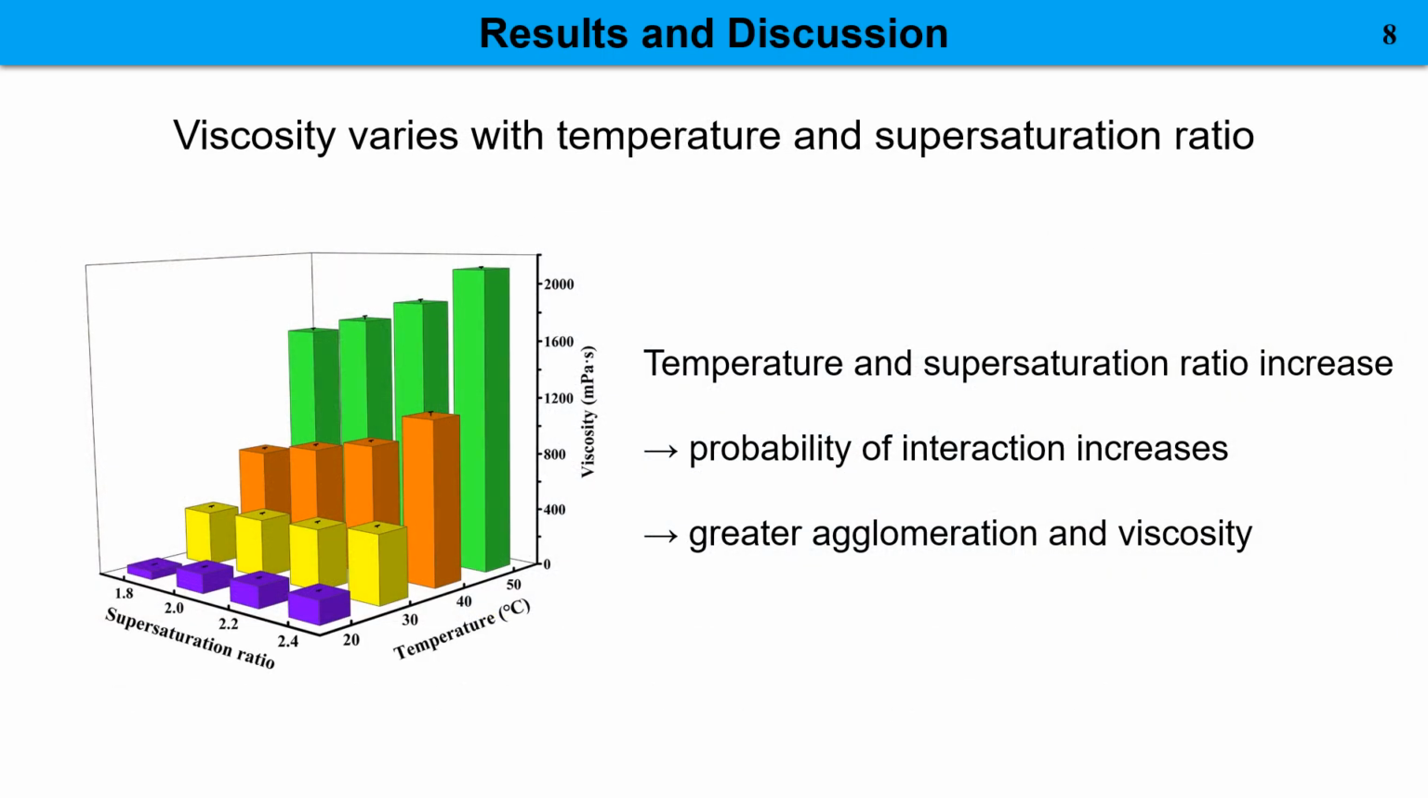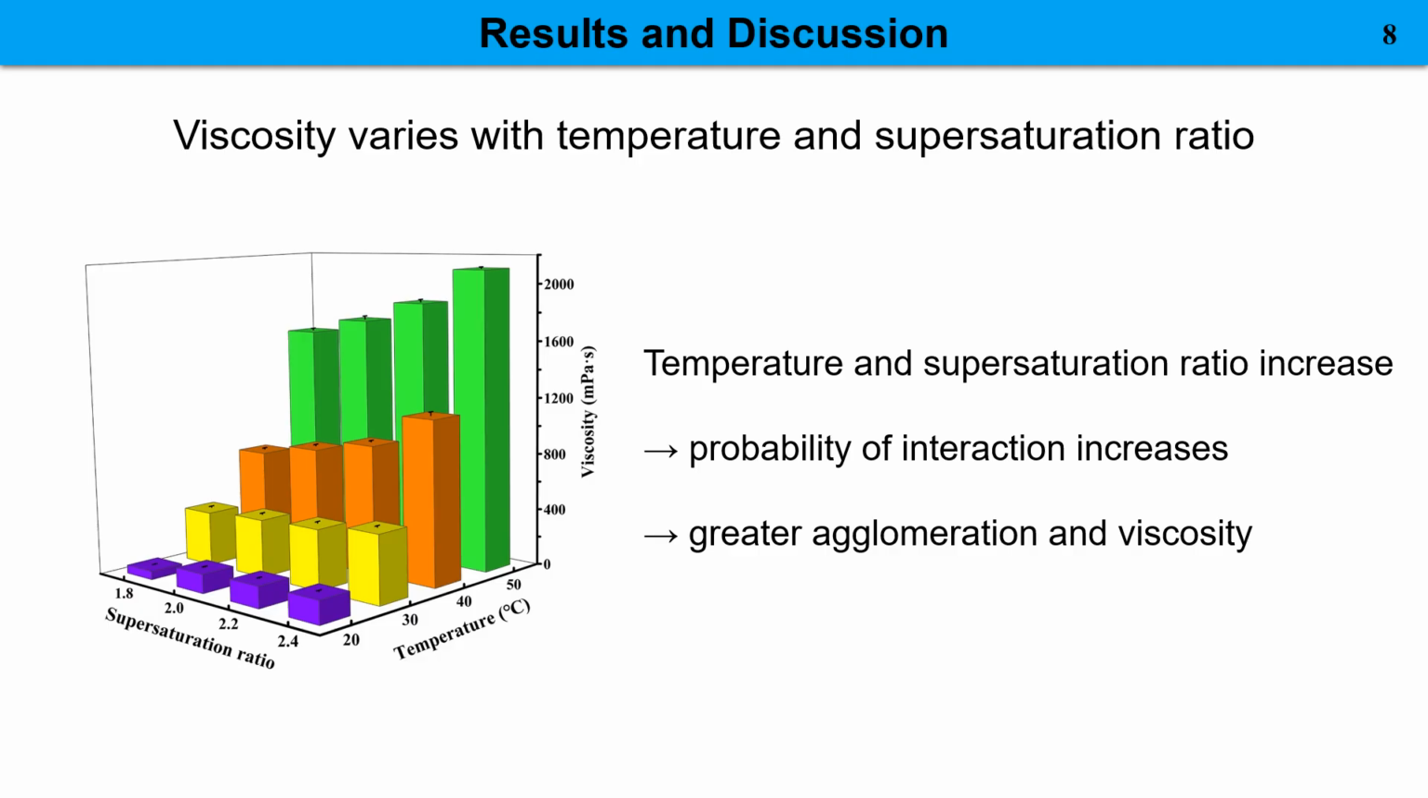Caffeine crystals are crystallized by cooling crystallization, and a solid-liquid viscous system is formed with the precipitation of crystals. The effect of temperature and supersaturation ratio on the viscosity of caffeine crystallization solutions was investigated. Among them, the crystallization temperature has a greater influence on the viscosity of the crystallization solution. When the supersaturation ratio remains constant, the viscosity of the solution at 50 degrees Celsius is approximately 10 times higher than the viscosity at 20 degrees Celsius.